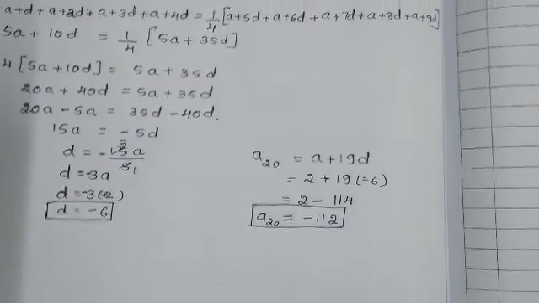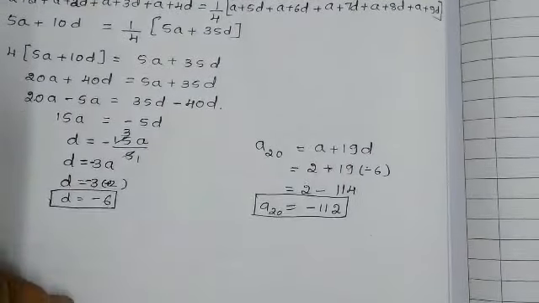So the next is question number 11. Let us see question number 11. The sum of 3 consecutive terms is 6 and their product is minus 120. Find the 3 terms. It's a very important question. So let us solve.